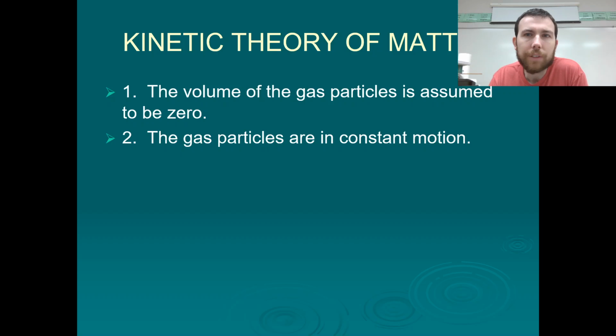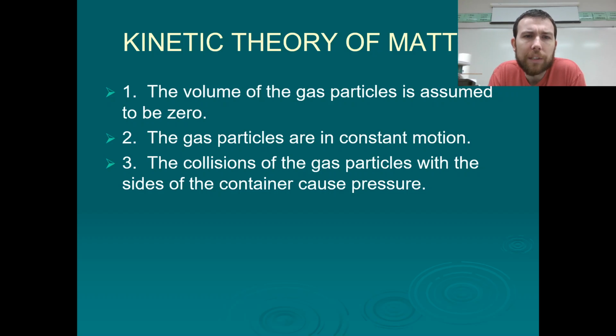The second assumption we make with the kinetic theory of matter is that the gas particles that make up our substance that are in their container are in constant motion, right? Because there is a temperature that's being measured, and temperature is a measure of average kinetic energy. And so the particles are going to be moving. Some are going to be moving faster, some are going to be moving slower, some are going to be moving at that average speed, but the particles are going to be in constant motion.